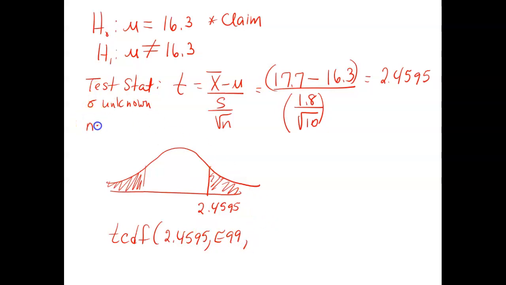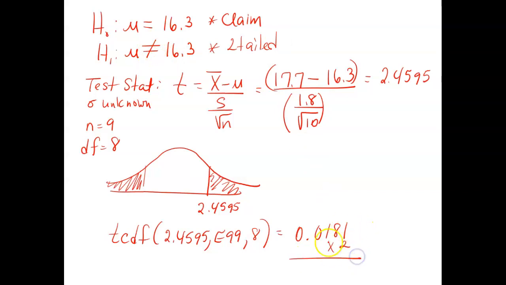My sample size was 9, so my degree of freedom is 1 less than that, or 8. So if you put that in the calculator, we get 0.0181. And we said it's a two-tailed test. We know that because it's a does not equal. So I'll multiply by 2. So I get 0.0362. And that is my p-value.